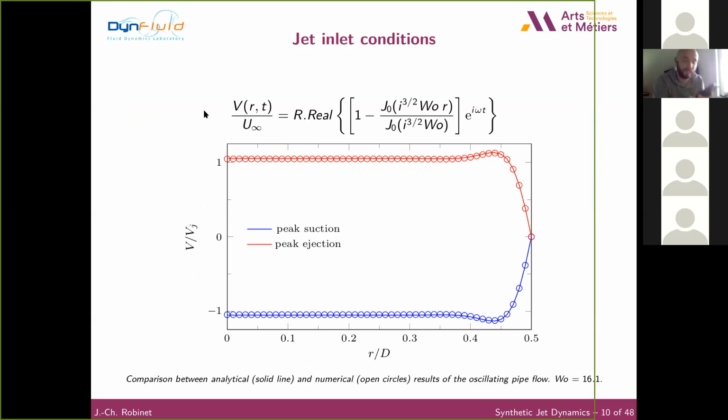If I describe the shape of the velocity at the inlet bottom part of the pipe, you can see the half evolution of this velocity profile for the two extreme cases, where we have the maximum of suction or the maximum of ejection. And for this case, the Womersley parameter is typically 16.1.